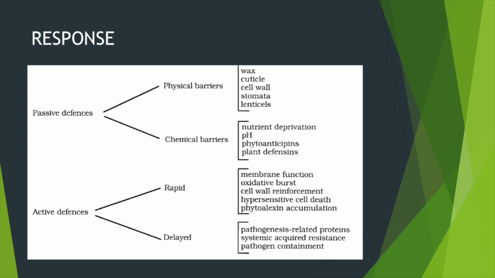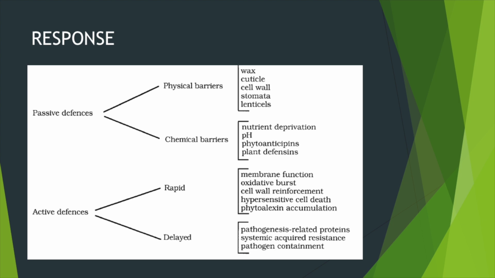Coming to the chemical barriers, what are the different chemical barriers? The first one is the deprivation of nutrients. The second one is pH. The third one is called phytoanticipins. Phytoanticipins are molecules that are already present within the plant cell even before the pathogen attack. These anticipins will prevent the pathogen from entering inside the plant cell.